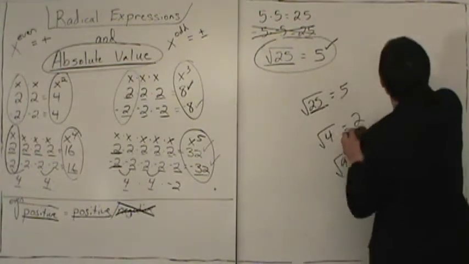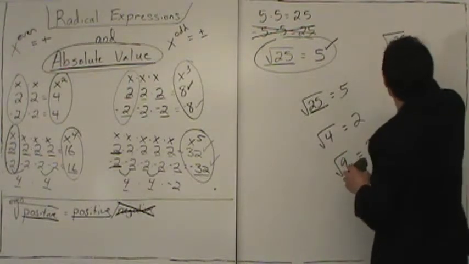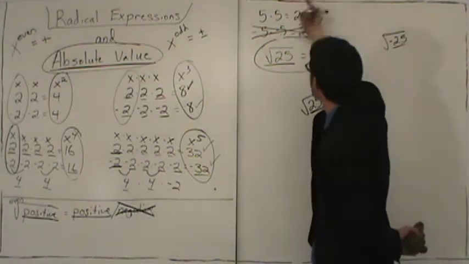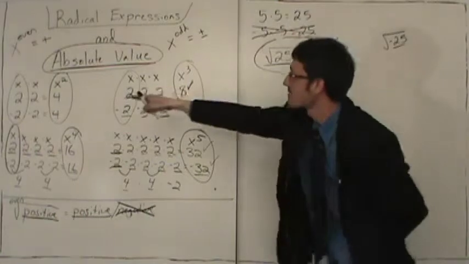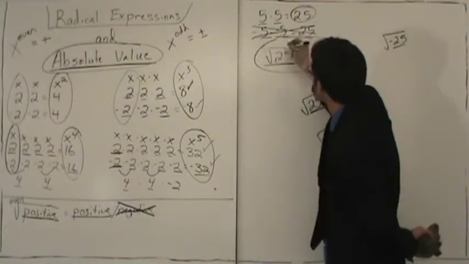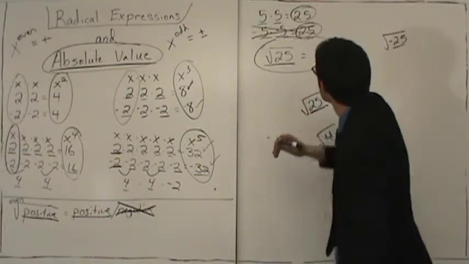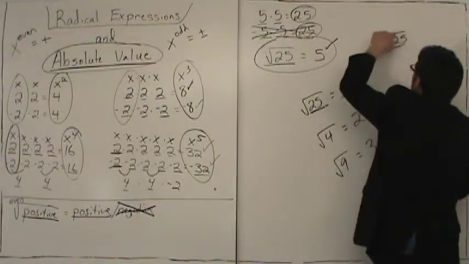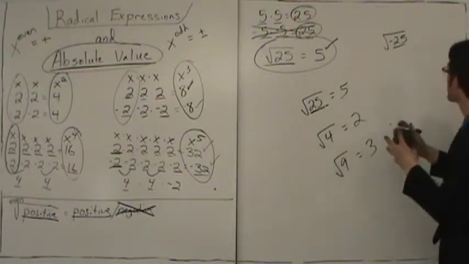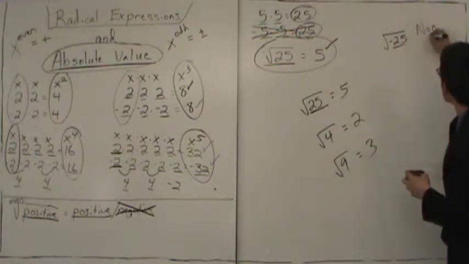Let me ask this question. So square root of negative 25. We're asking the question, what number multiplies by itself to give negative 25? Well, we established this over here. When you multiply a number by itself, what type of number do you get? You get a positive output. So what number multiplies by itself to give negative 25? There is no such number at this point in this class. So we're going to call this non-real.